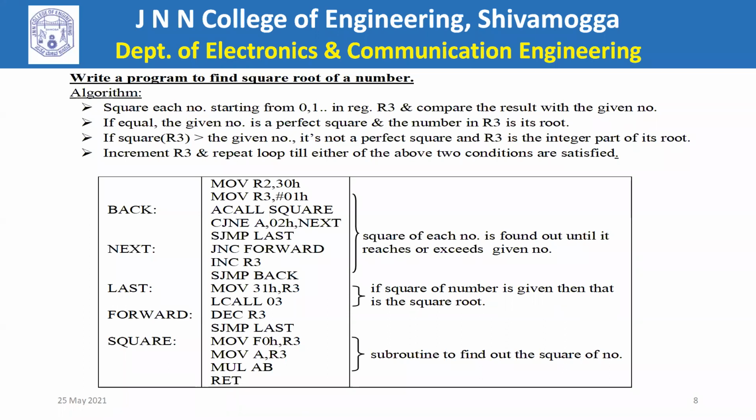If R3, that is the square, is greater than the given number, it's not a perfect square. R3 is the integer part of its root. Increment R3 and repeat the loop. So what you are doing, you are starting from 1, squaring it, and comparing with the given number. Suppose it is not equal, increment R3, do 2 square, 4. You compare once again with the given number. If it is equal to 4, R3 is now 2, no? So 2 is the square root.